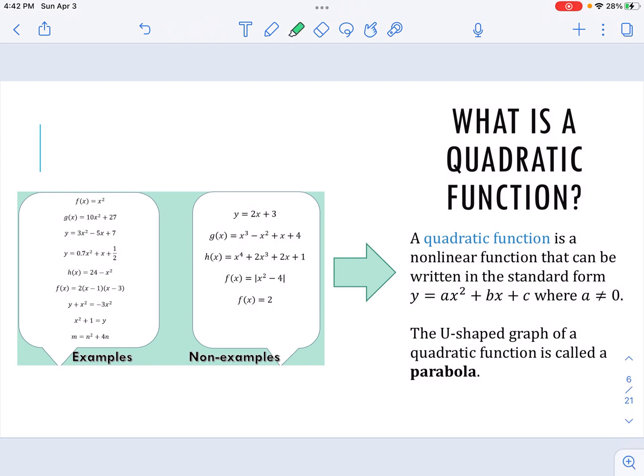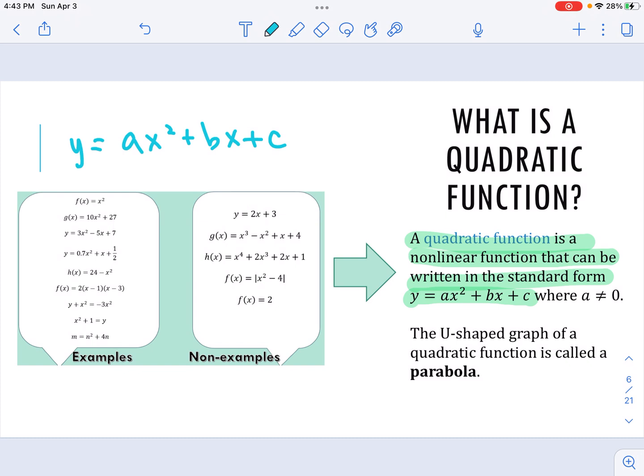A quadratic function is a nonlinear function that can be written in the standard form y equals ax squared plus bx plus c. Reiterating that idea, we've been dealing with ax squared plus bx plus c. We've been classifying that as a quadratic trinomial. But the moment I start to set that equal to y, we're now dealing with a function. We have input values, we're doing something to that x to get to that y value.